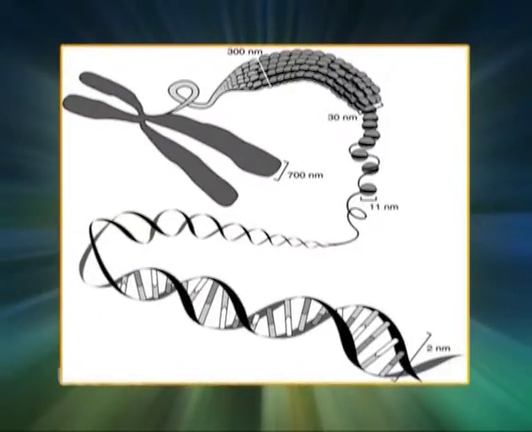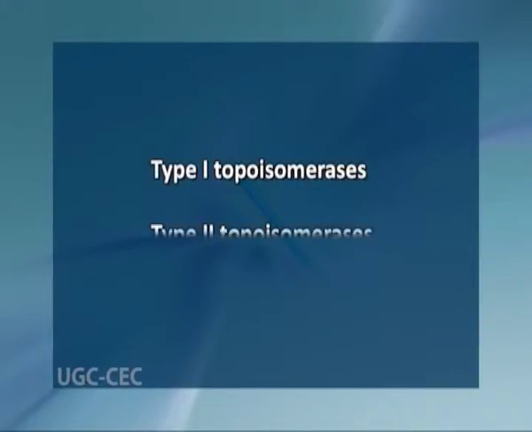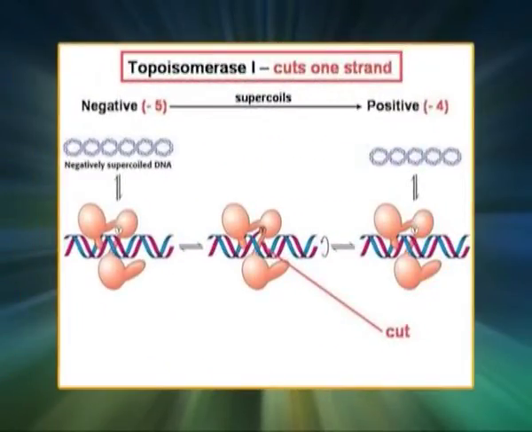There are two classes of topoisomerases. Number 1, type 1 topoisomerases, and number 2, type 2 topoisomerases. Type 1 topoisomerases act by transiently breaking one of the two DNA strands, passing the unbroken strand through the break and rejoining the broken ends. They change linking number Lk in increments of 1.